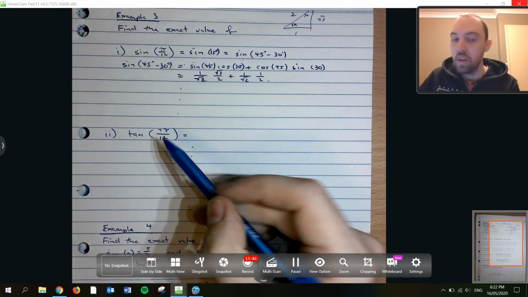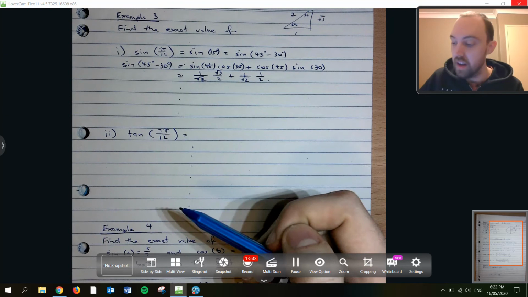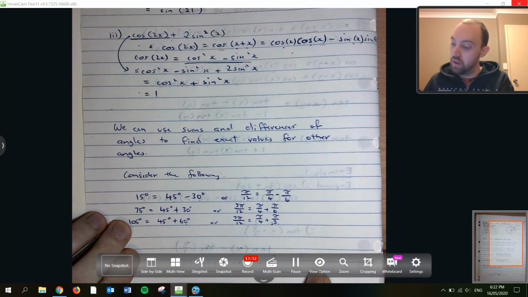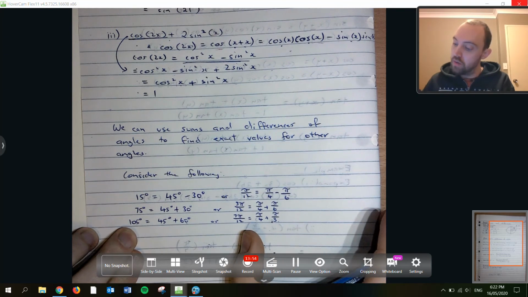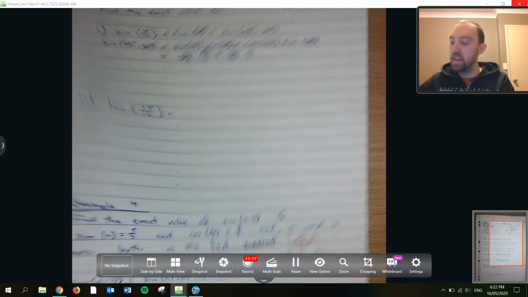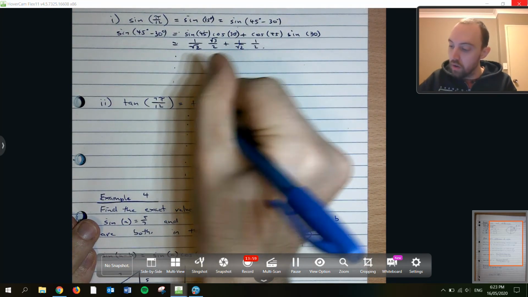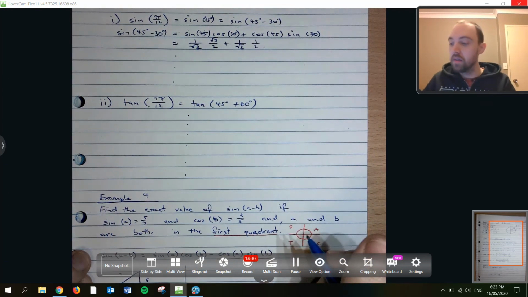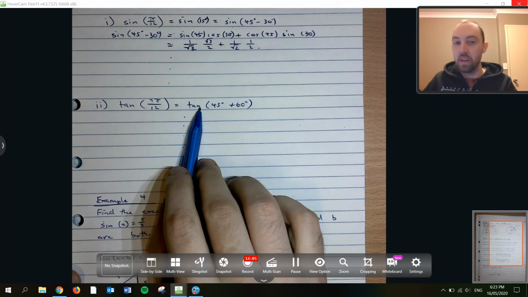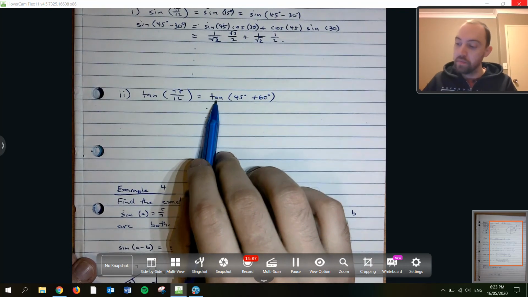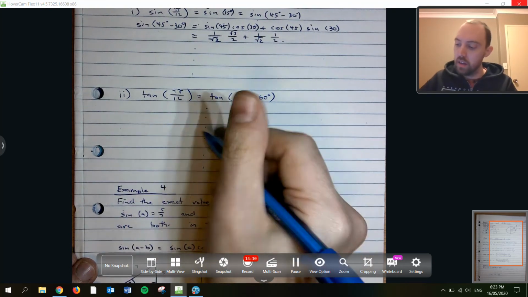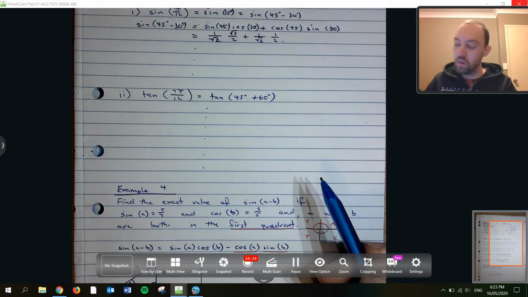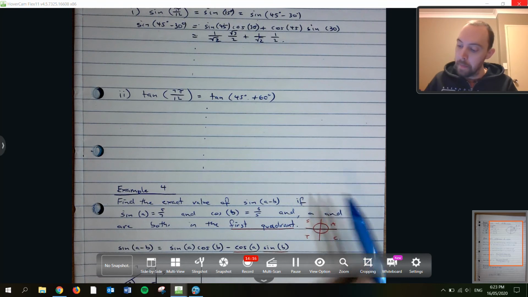Alright. You can do a similar thing with tan of 7 pi on 12. 7 pi on 12 is 105 degrees, which is 45 degrees and 60. And so you would need to use the sum formula for tan and then replace the exact values that you could find from there. Alright.